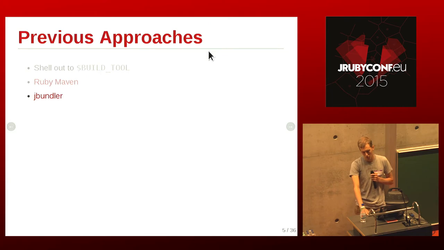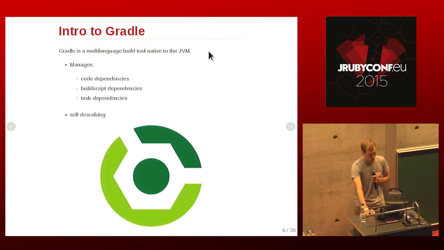But anyways, JBundler adds Java dependency resolution on top of Bundler. And that's useful, but that only gets you Java dependencies in your project. It doesn't get you building your Java code alongside your Ruby application.